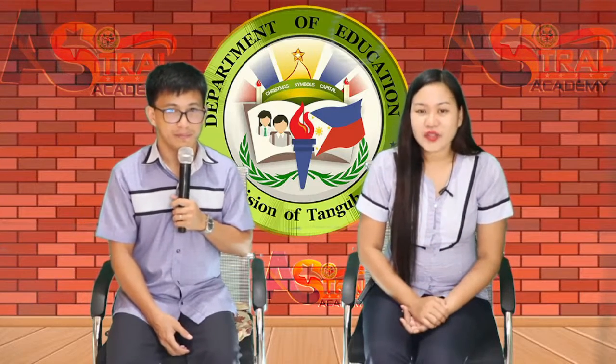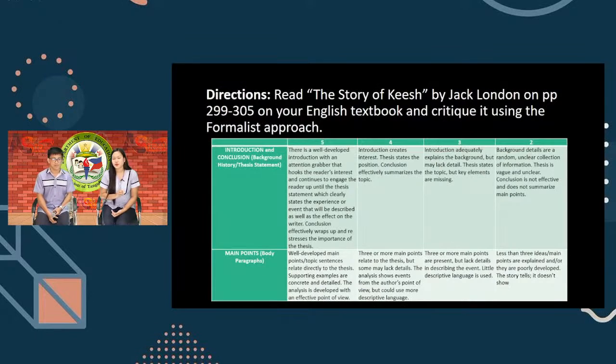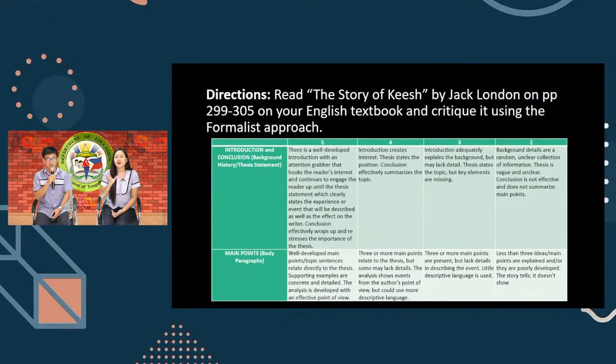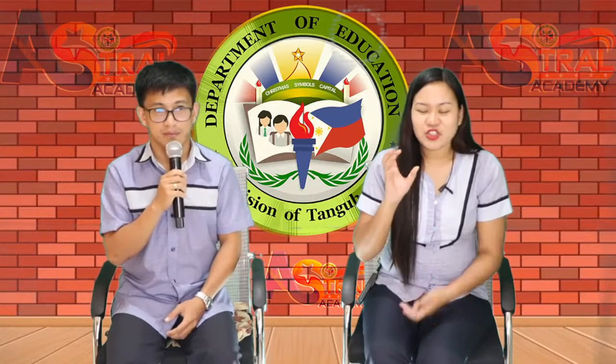Okay, your directions on the SLM is that your task is to read the story of Kish by Jack London. This is actually found on pages 299 to 305 of your English textbook, if you have your textbook with you, and to critique it using the formalist approach. You are guided on how you will be rated by the rubrics. Five points if you follow all the criteria. Those are found on your SLM, so just be guided with those.